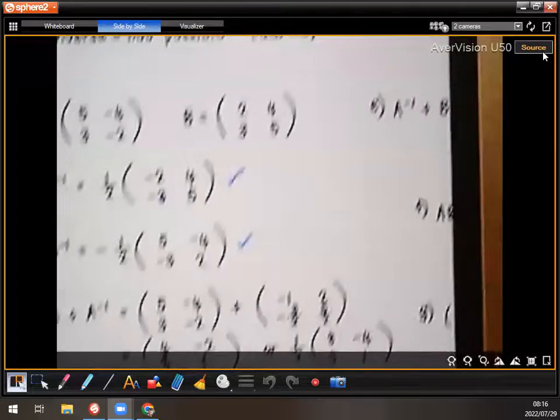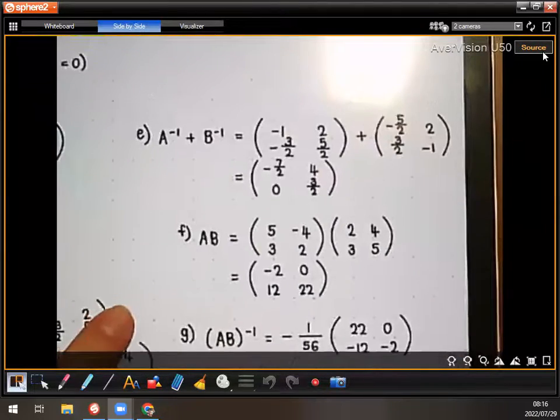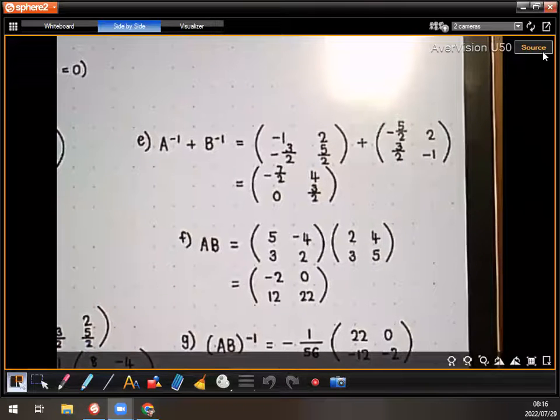Okay, let's look at E. This was the two inverses. I hope I found the keyword.